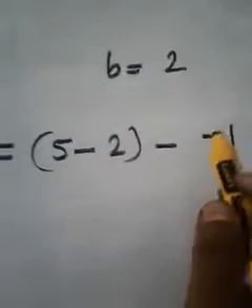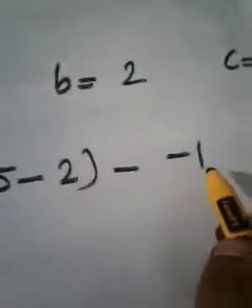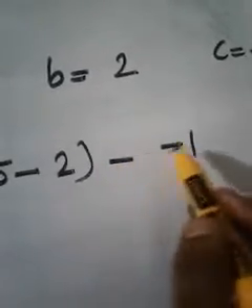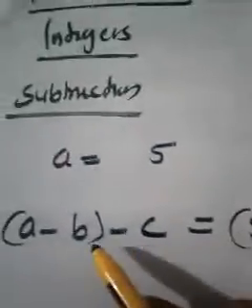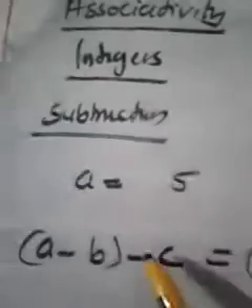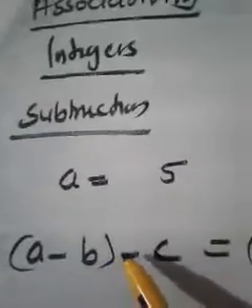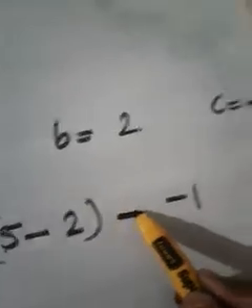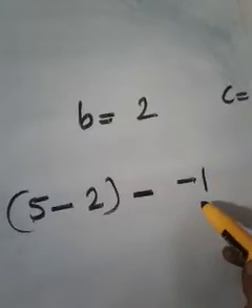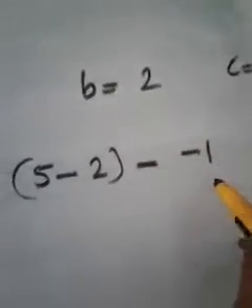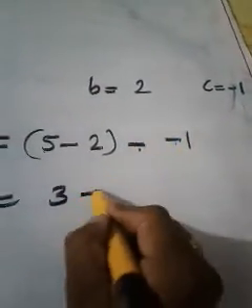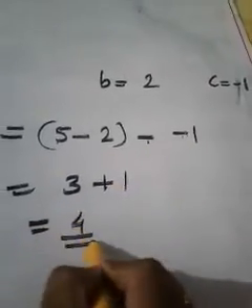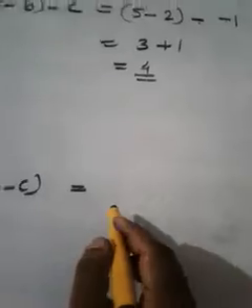What I have to do? A minus B is there, minus C is minus 1. So when same signs are coming together, see, A is 5, B is 2, and then A minus B, 5 minus 2. Then close the bracket. Then minus C, then minus is there. And what is C? Minus 1. If that bracket is creating any confusion, you can avoid that. Okay. Then what is 5 minus 2? 3. When both minus come together, it becomes plus. 3 plus 1, it becomes 4.